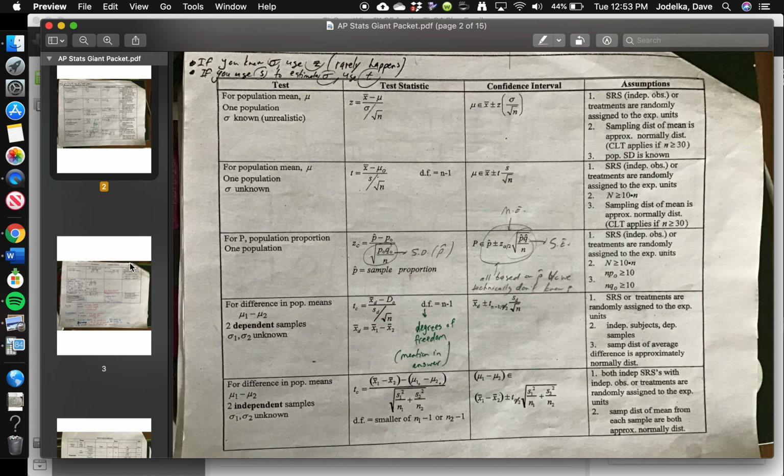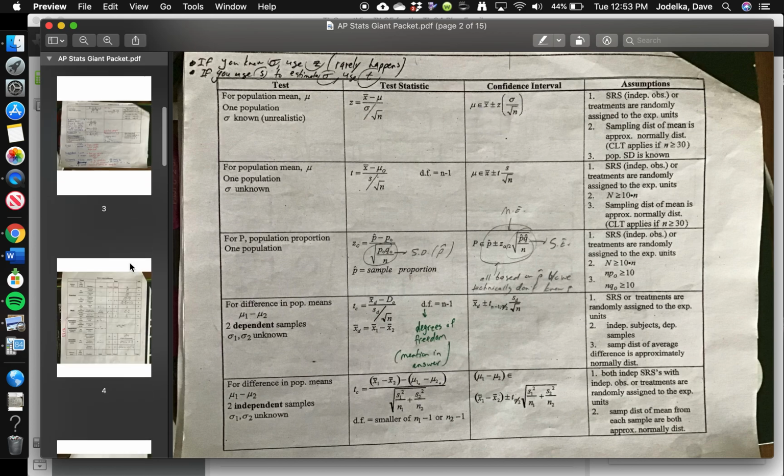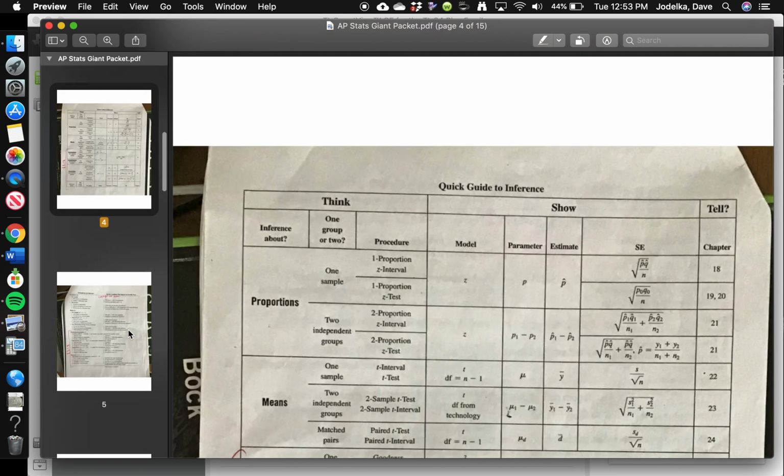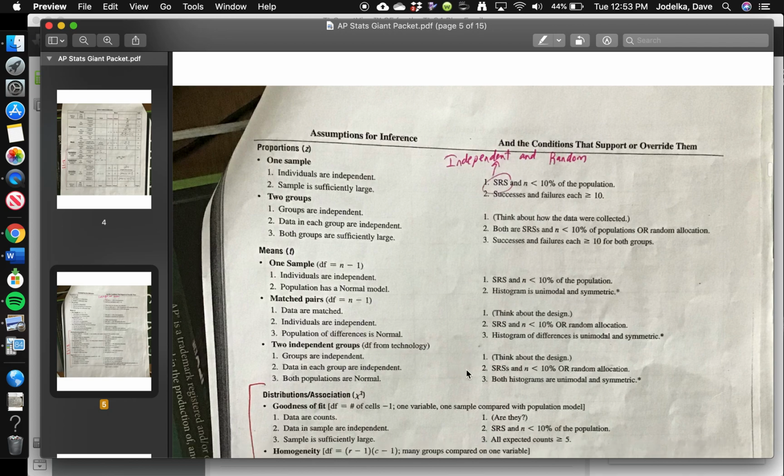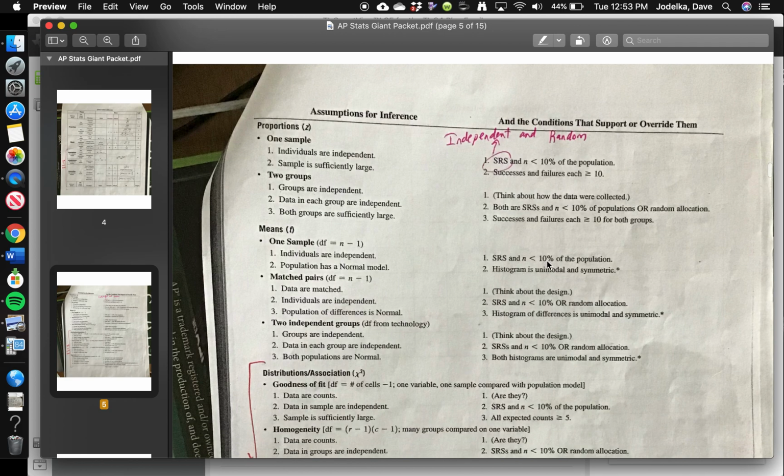But again, I would just use the calculator. So if you've forgotten your assumptions and conditions, I would use this chart here. They add on the ones for means right here as well, where if your sample's not that big, like once you exceed a certain amount, this central limit theorem sort of kicks in.